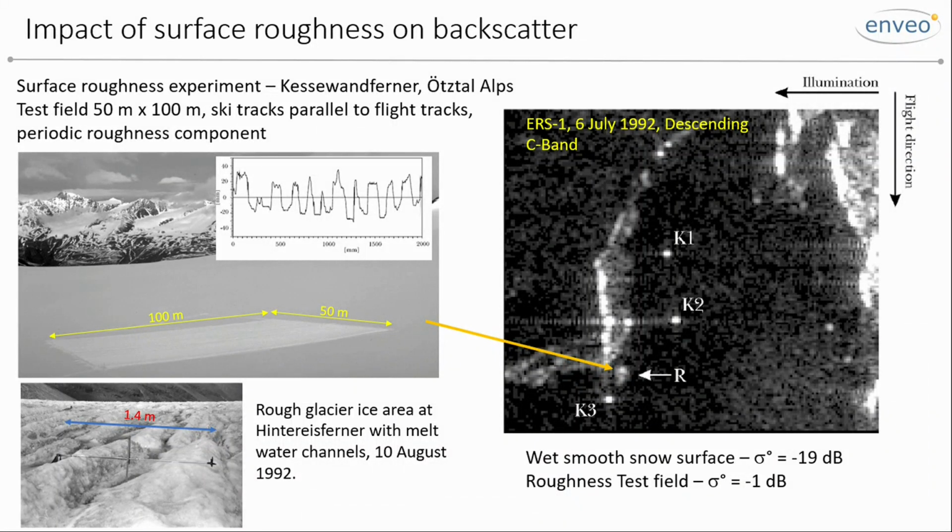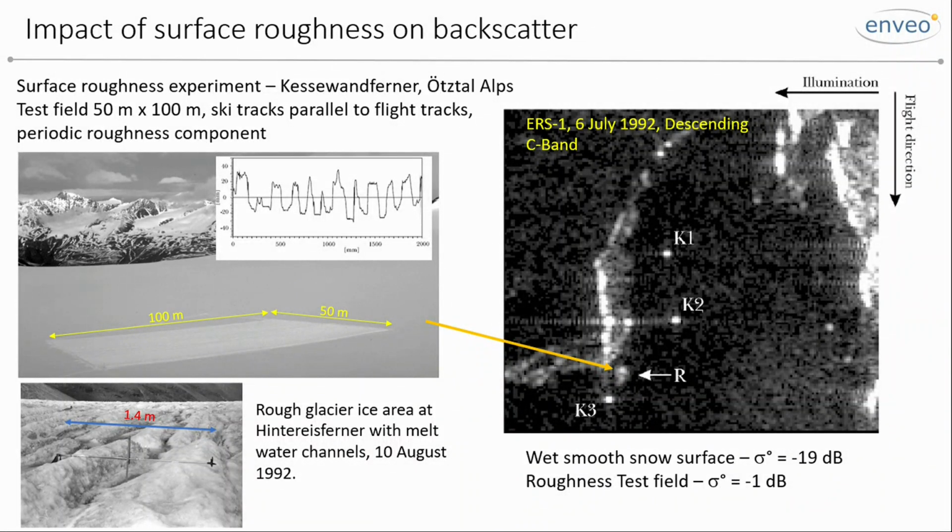So between Kesselwandferner and Gebatschferner, it was a super smooth surface somewhere in August. So we had no surface roughness. There was still a lot of snow. It was the good times actually. So this was in '92, so 30 years ago. And we made an artificial roughness field.